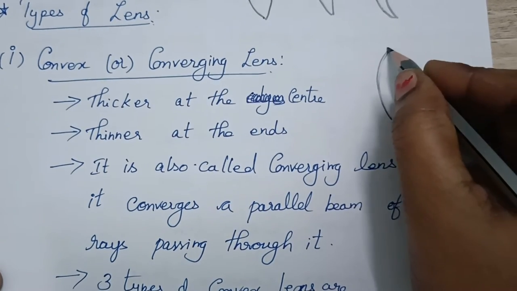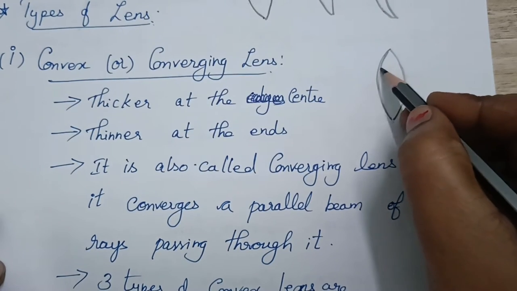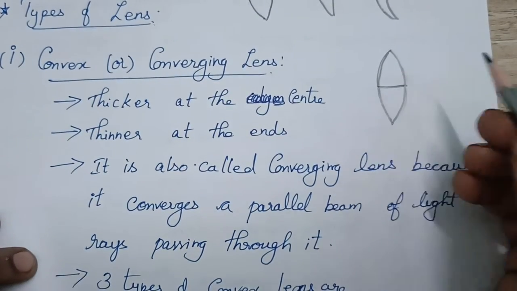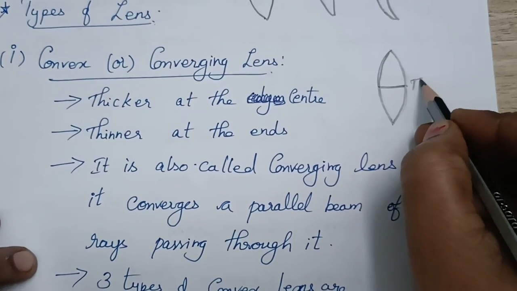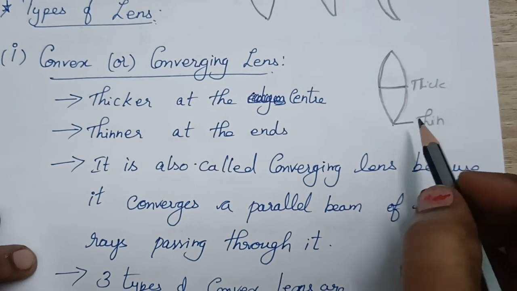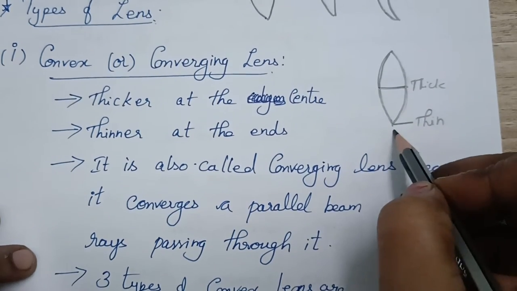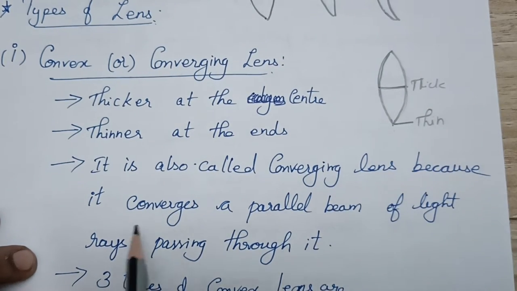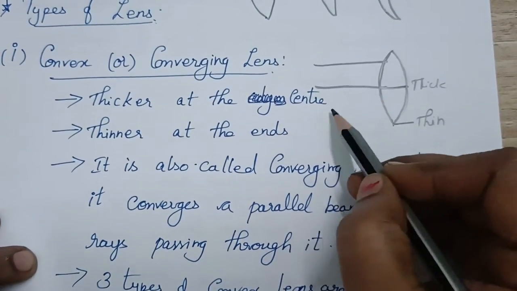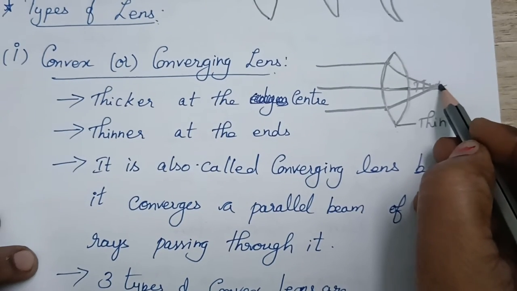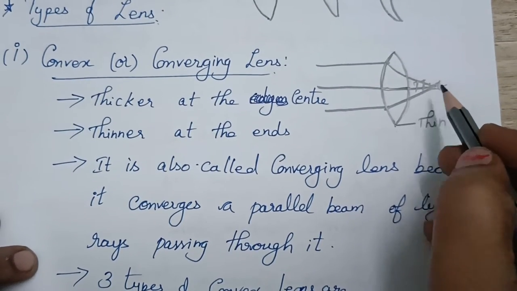This is your convex lens, curved outwards. It has two bounding surfaces. Here it is thick at the center and thin at the ends. The lens which is thick at the center and thin at the edges is called a convex lens. It is also called a converging lens. Why? Because it converges a parallel beam of light passing through it. When light rays pass through like this, it will converge all the rays at a point. That's why it is called a converging lens.